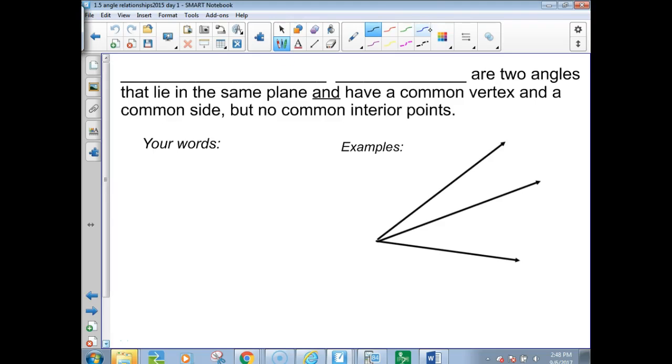All right, we're going to do 1-5 angle relationships. Adjacent angles are two angles that lie in the same plane and have a common vertex and a common side, but no common interior points.